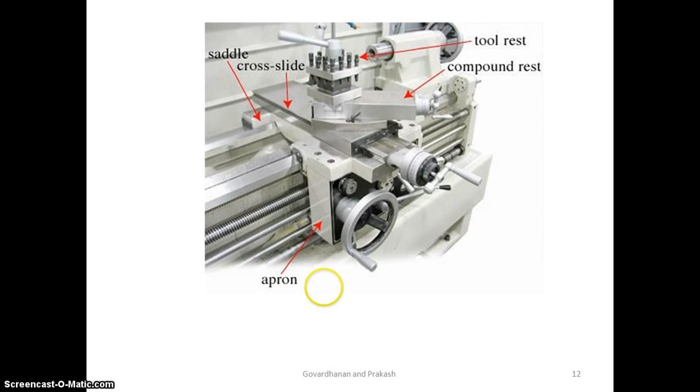Apron. The front portion of the carriage is called apron. It has levers, gears, and clutches for moving the carriage by hand wheel.